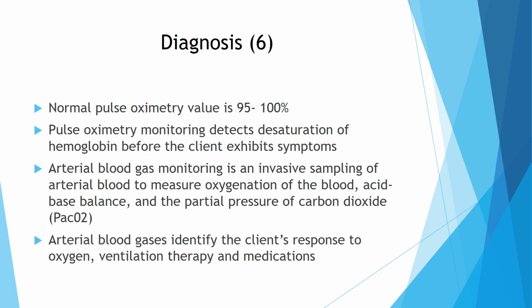Arterial blood gas monitoring is an invasive sampling of arterial blood to measure oxygenation of the blood, acid-base balance, and then the partial pressure of carbon dioxide, right? And all of this has to do with the act of respiration, right? We want to know if our patient is becoming acidotic. Arterial blood gases will identify the client's response to oxygen, ventilation therapy, and then these medications.